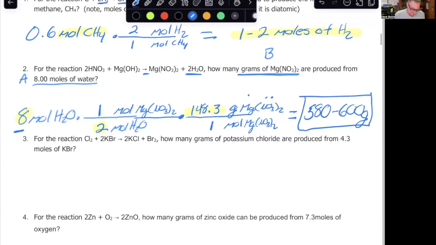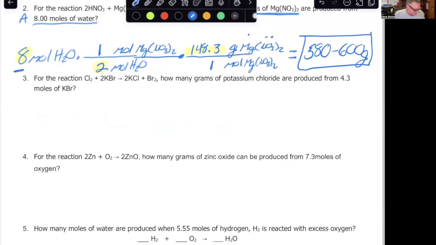Okay, number 3. Again, A and B, all right? So I've got 4.3 moles of KBr. I'm just going to move my 4.3 here. All right, here's my A, and I want grams of potassium chloride. Here's my B, okay? And I'm going to go from moles to grams once again. So same two-stepper right here.